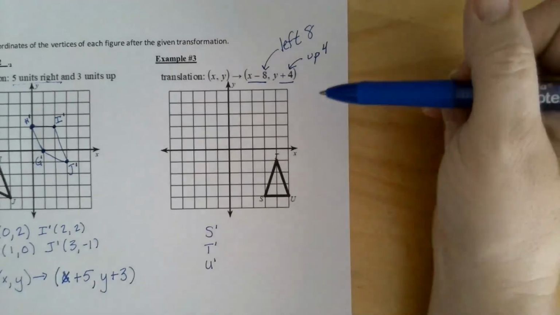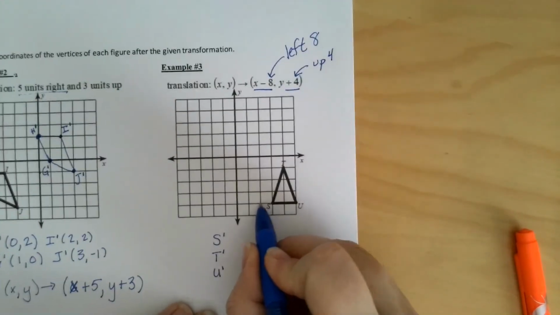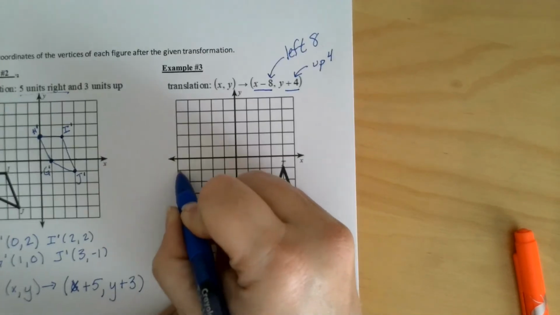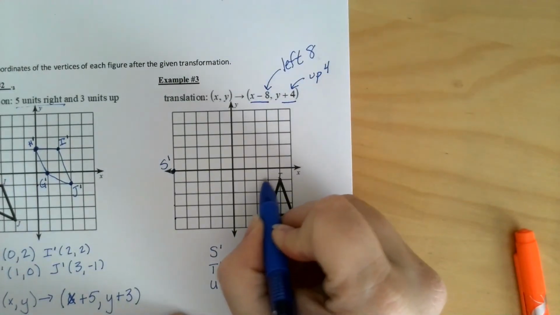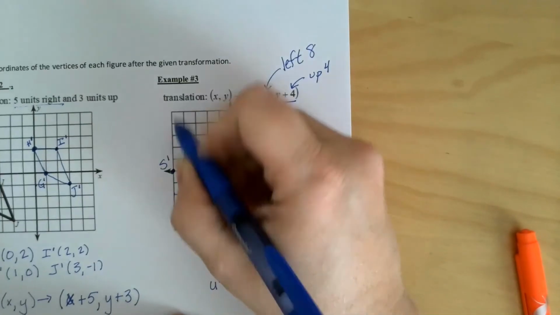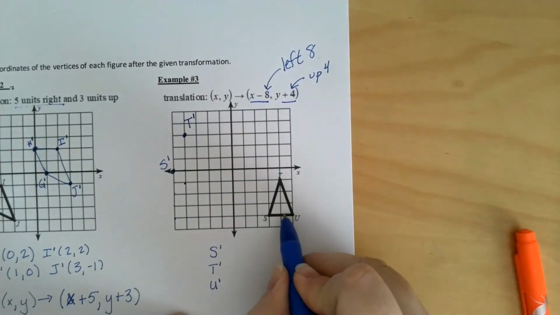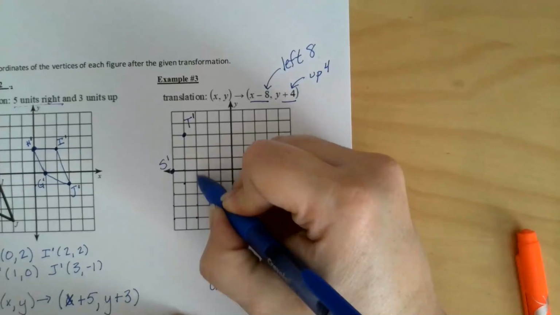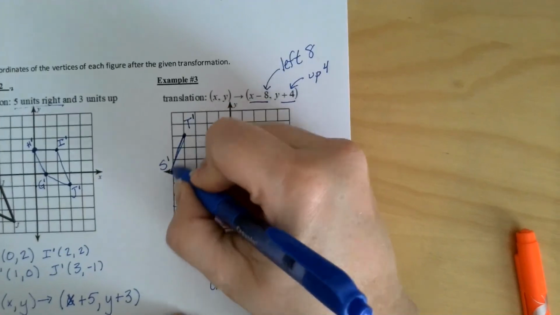So I can do this two different ways. I could either take each point, move them 1, 2, 3, 4, 5, 6, 7, 8, and then up 4, and call that one S prime. I could do the same thing here, 8 to the left and then up 4 right there, that's T prime. And then you do the same thing, 8 to the left, and then up 4, and that would be U prime, and I could come up with those coordinates.